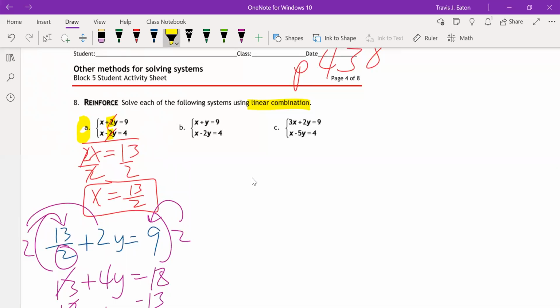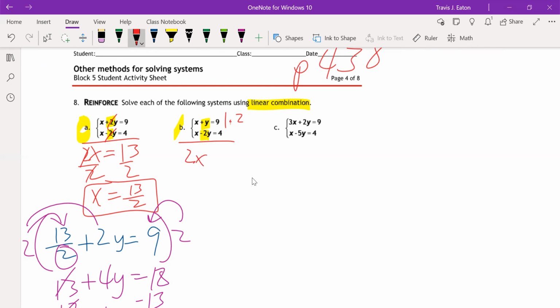Letter B. X plus y equals 9, and x minus 2y equals 4. Now, the problem with this one is that we can't just combine them and eliminate one of our variables. We have to do something first. We have to manipulate one of the equations. Now, you're probably looking at it going, you know what? There are a couple of different things we could do. Let's try multiplying the top equation by 2, right? Because if I do that, I should be able to eliminate my y variables and solve for x. So let's get started.